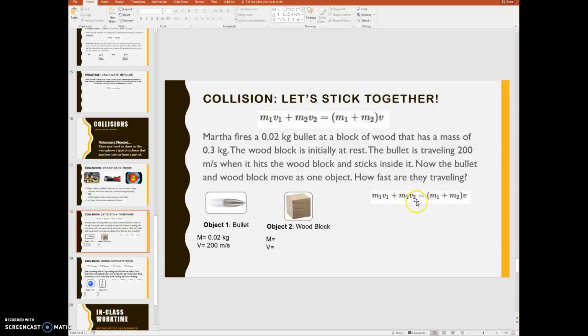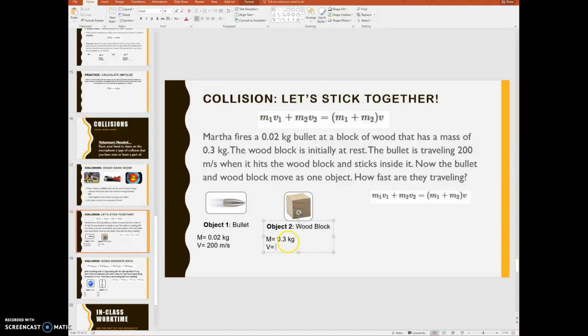Now we'll move on to the second part of this equation, and it's asking us about the mass and velocity of object 2. We are calling object 2 the wood block that the bullet is being fired at. The mass of the wood block is 0.3 kilograms, because it says the block of wood has a mass of 0.3 kilograms.